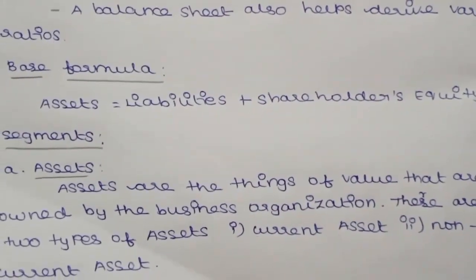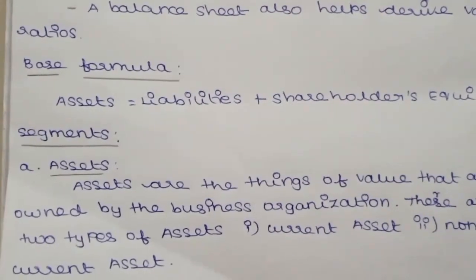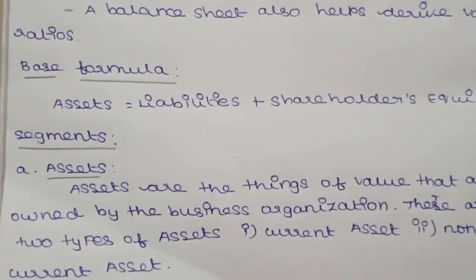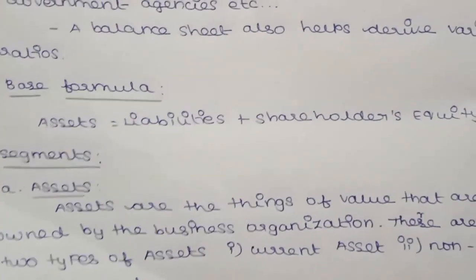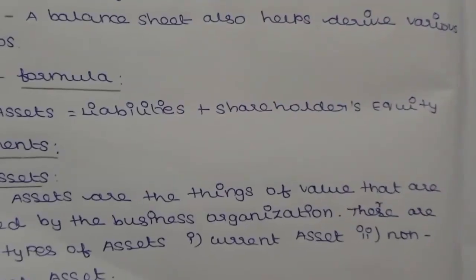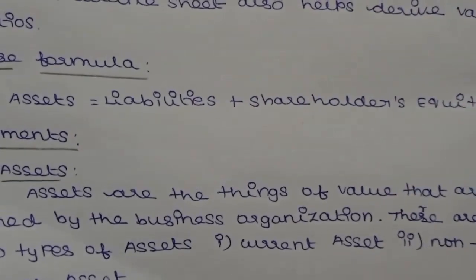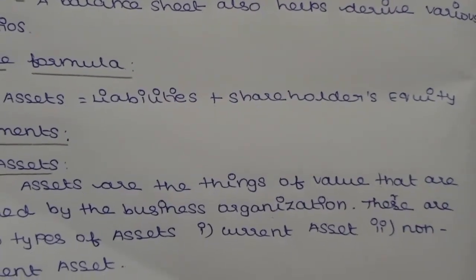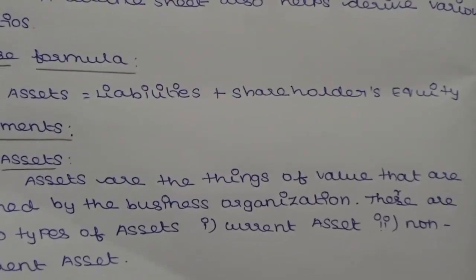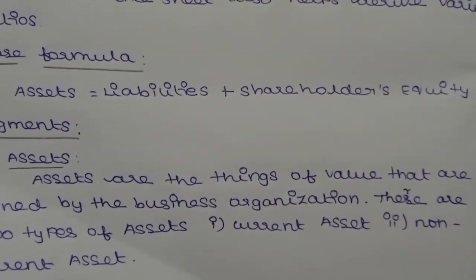Example for current asset is cash and its equivalents, marketable securities, accounts receivable, inventory, prepaid expenses, etc. Example for non-current assets: fixed assets such as land, machinery, building, etc. Intangible assets such as goodwill, etc.